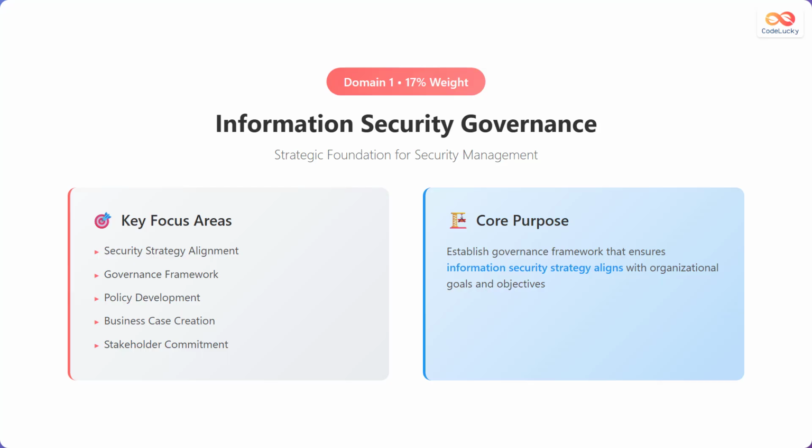Policy development requires creating comprehensive security policies that guide organizational behavior. Business case creation is essential for securing executive support and funding for security initiatives. Finally, stakeholder commitment ensures that all levels of the organization understand and support security efforts. The core purpose is to establish a governance framework that demonstrates how information security strategy aligns with and enables organizational success.